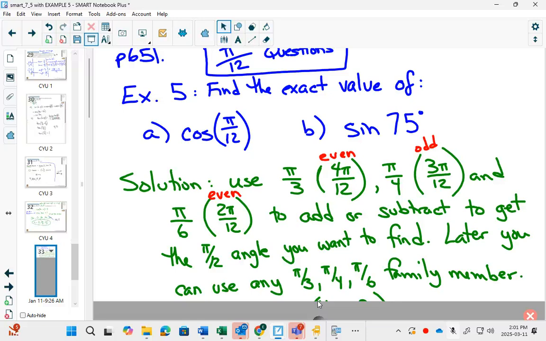Can you see a way that you could subtract to get 1 pi over 12? Can you see a second way you could subtract to get 1 pi over 12? Yeah, you could either do 4 minus 3 or 3 minus 2. So with these questions, you often have more than one right option of doing it.